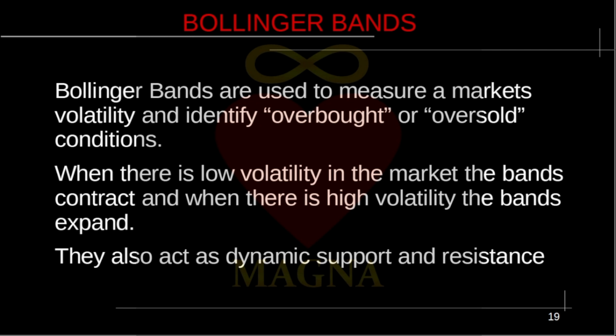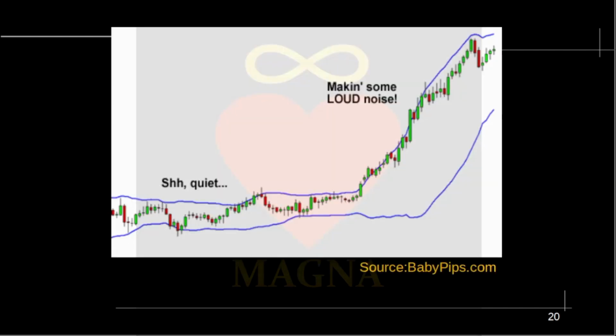So Bollinger Bands measure the volume of traders in the market, and if there's a low volume of traders in the market, the bands contract. If there is a high volume in the market, the bands begin to expand. So you can use this as an indicator to predict whether there is a high number of traders in the market that are able to move the price. These indicators also act as dynamic support and resistance.